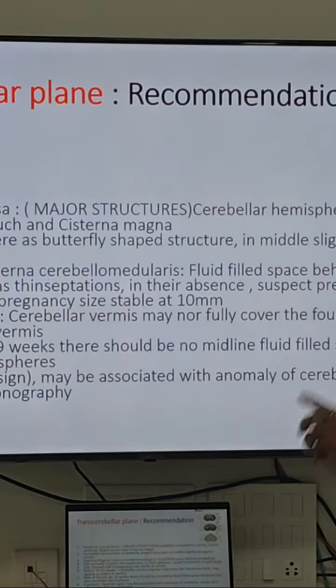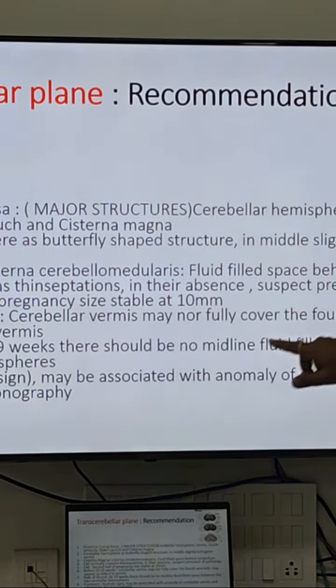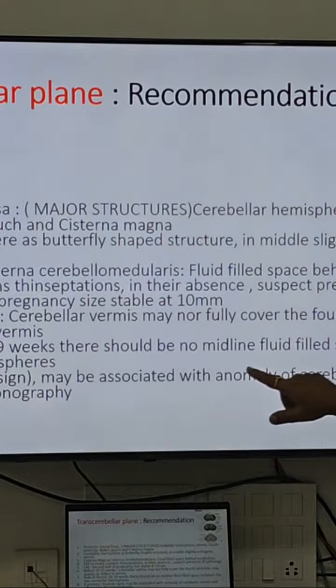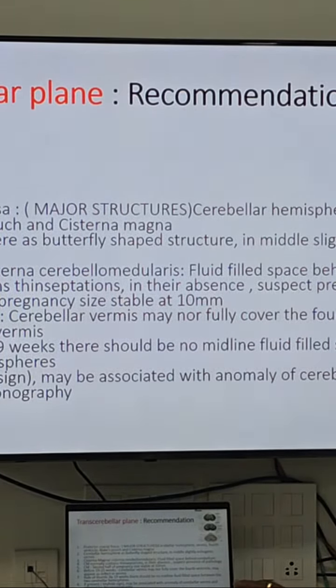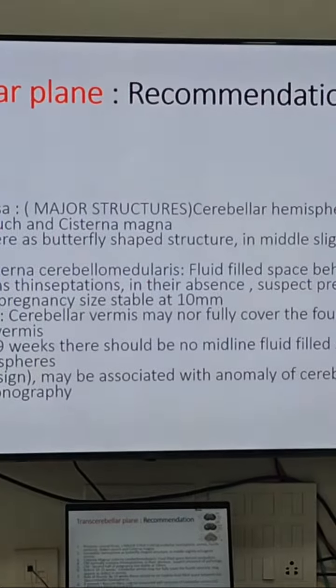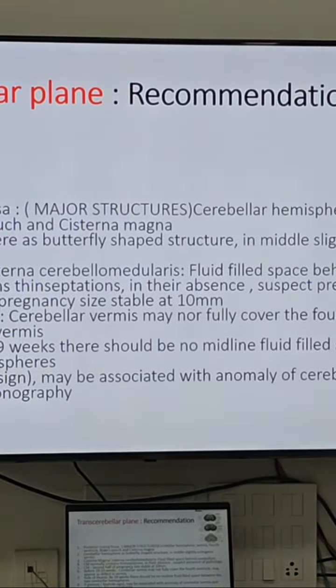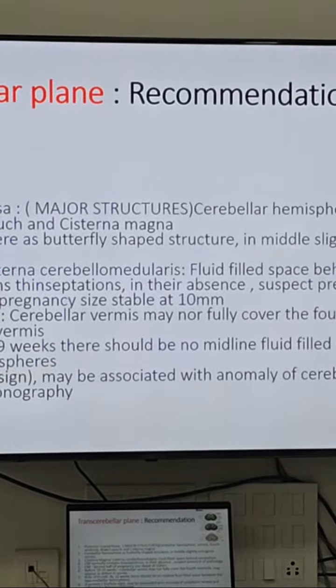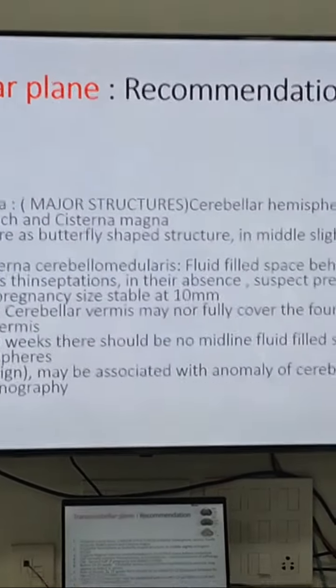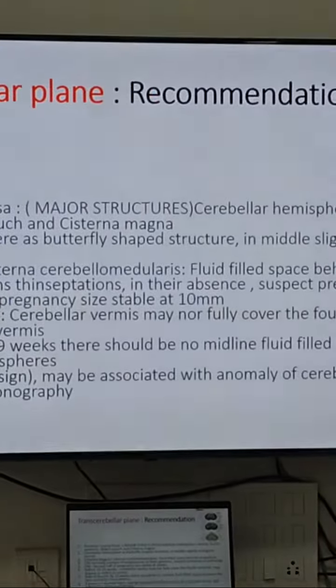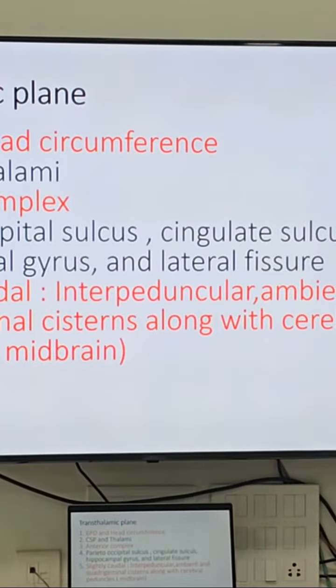The transcerebellar, this is the anatomy of the cerebellum, and I already covered the rule of thumb: by 19 weeks there should be no midline fluid filled space between the two cerebellar hemispheres. That means the vermis has already covered the area and there is a clear demarcation between the cisterna magna and the fourth ventricle. If it is present, it may be associated with an anomaly of the cerebellar vermis and referred to neurosonography.